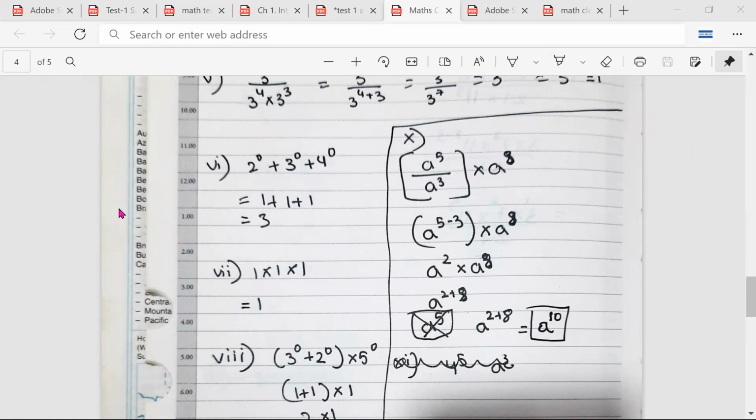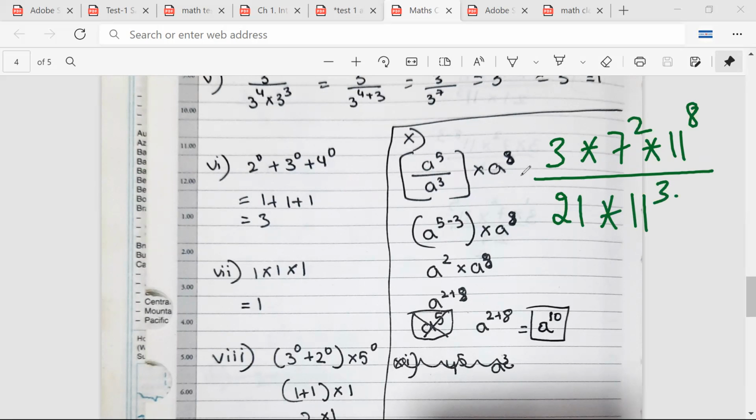There was a 4th part also. I think you have skipped that. Yes, sir, you had given the 4th question also. Okay, can somebody tell me what is the 4th question? The 4th part: 3 into 7 square into 11 raised to 8 upon 21 into 11 raised to 3.